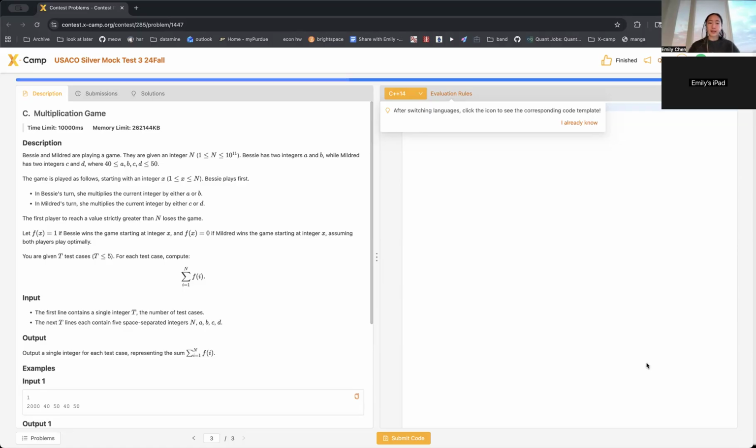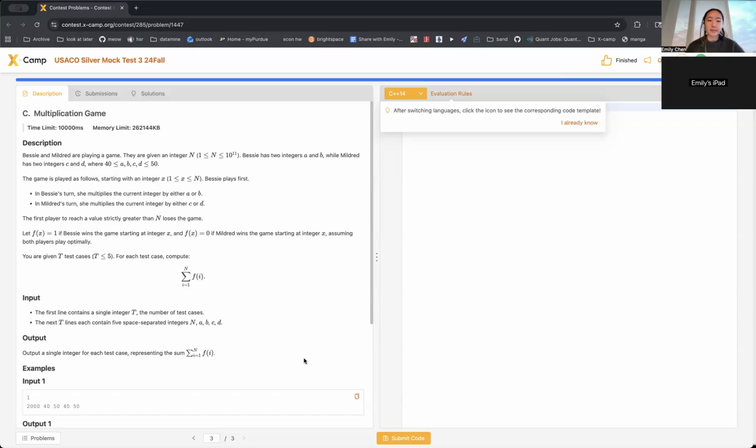So we have function f of x equals 1 if Bessie wins the game starting at an integer x, and f of x equals 0 if Mildred wins the game starting at integer x. And we assume that both players play optimally. So we want to find the sum of the function f of i for all i from i equals 1 to i equals n. And this is essentially just summing the games where Bessie would win.